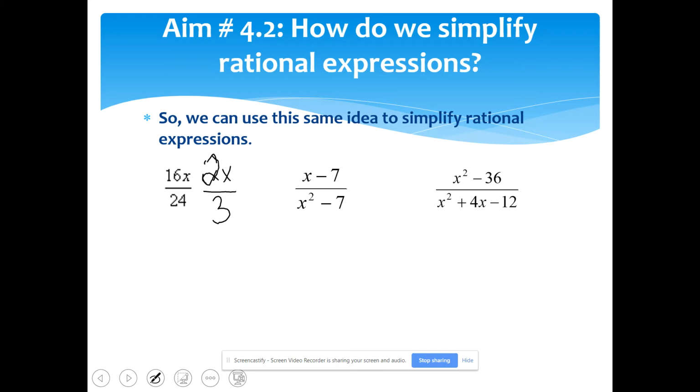Let's talk about this next one, x minus 7 over x squared minus 7. So probably the first thing we want to say is, oh, those are the same, so I can reduce those, and then I can reduce an x from the top and the bottom here, so I'd be left with 1 over x. However, that's not the case. I'm not allowed to do that.